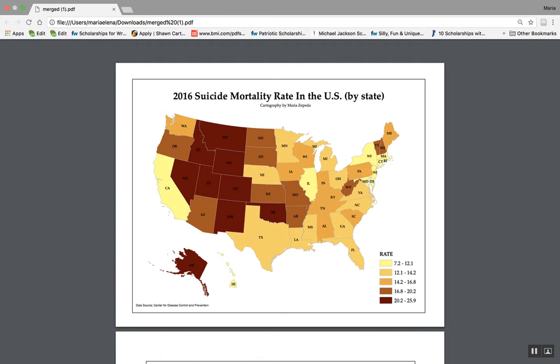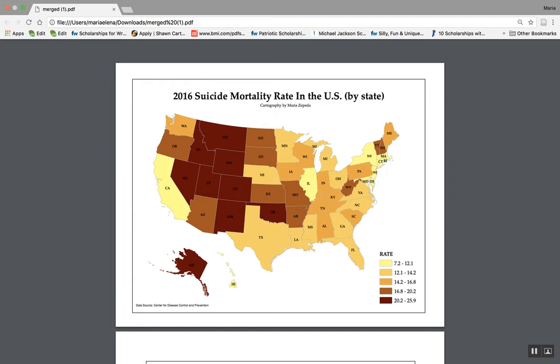rates. All the data I gathered was from the Centers for Disease Control and Prevention that had suicide rates per 100,000 population. And I also want to note that all of my maps have the contiguous USA Albers projection. Okay, so for map 1, this shows the 2016 suicide mortality rate in the US.